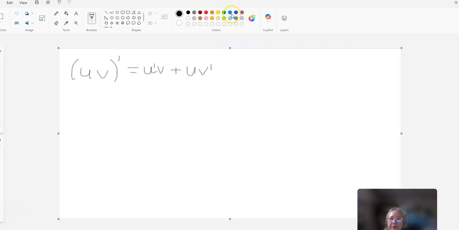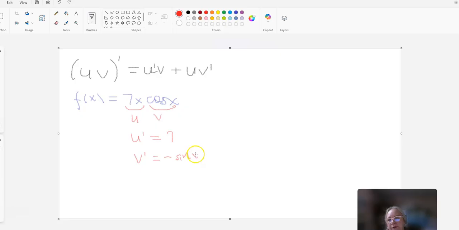So we will apply this rule to the function f of x equals 7x cosine x. Here we can clearly see that we have function u and function v. What is the derivative of function u? It will be 7. What is the derivative of function v? It will be negative sine x.